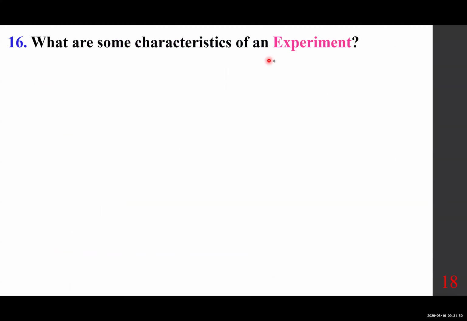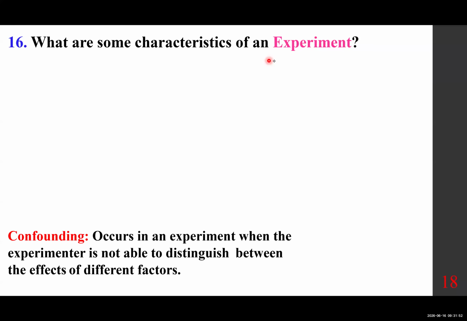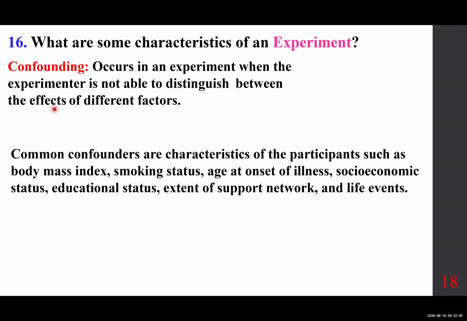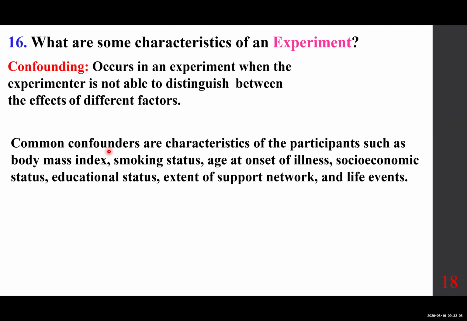What are some characteristics of an experiment? Confounding. Confounding occurs in an experiment when the experimenter is not able to distinguish between the effects of different factors. Common confounders are characteristics of the participants, such as body mass index, smoking status, age at onset of illness, socioeconomic status, educational status, extent of support network, and life events.